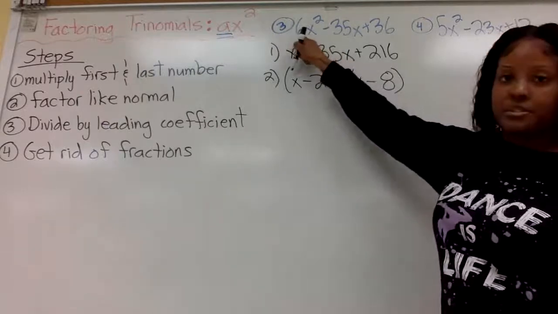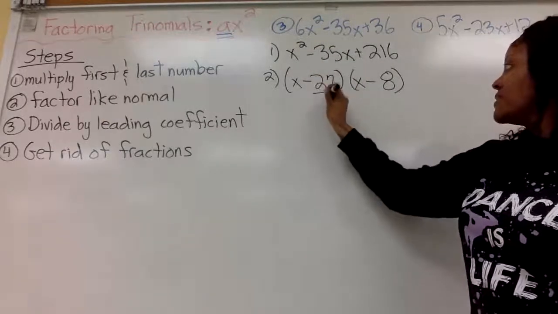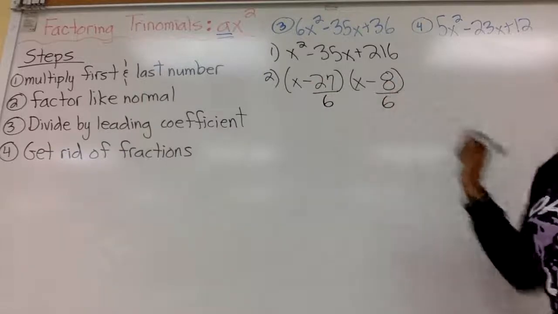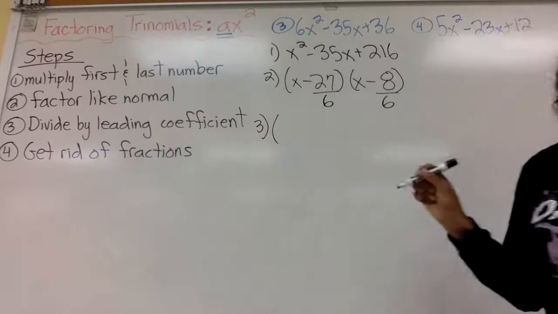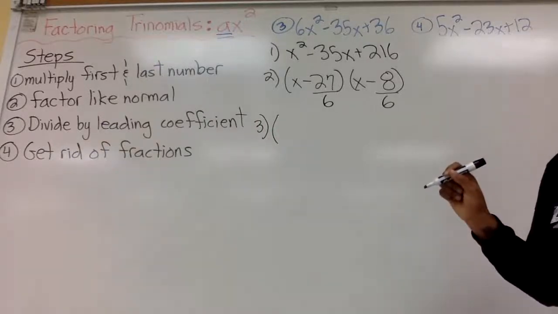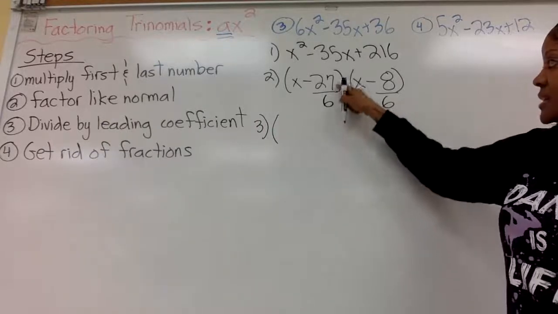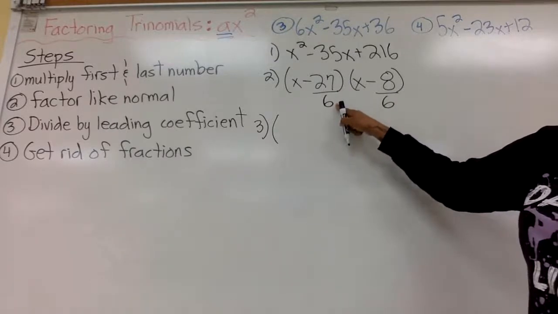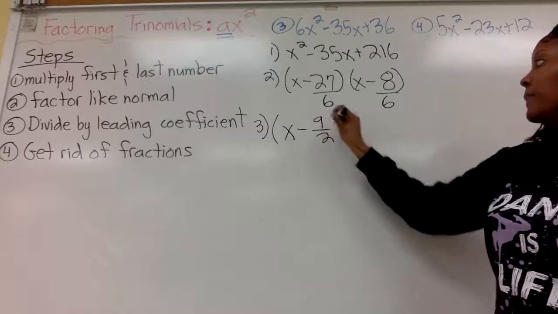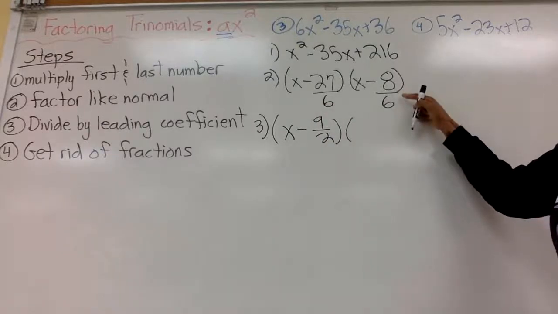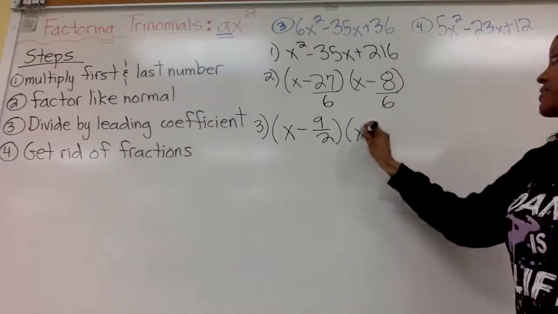Keep going on step number 3, divide by the first number in the problem. My first number in the problem is a number 6. So I'm going to divide this by 6 and divide this by 6. So reduce your fractions if you need to. 27 over 6, make sure you reduce. 27 over 6 reduces to 9 halves. And 8 over 6 reduces to 4/3.